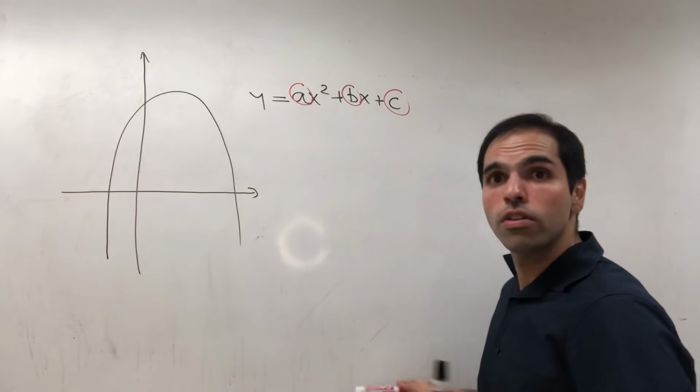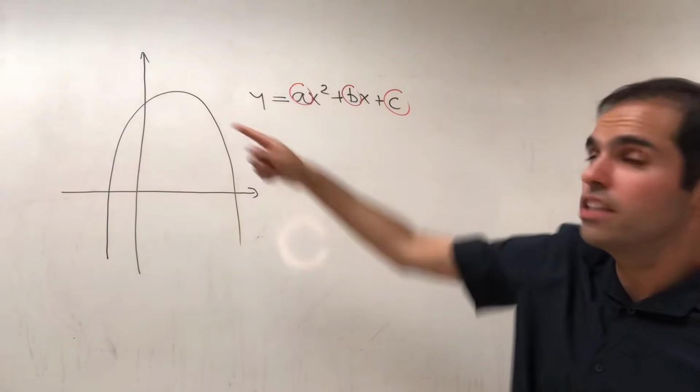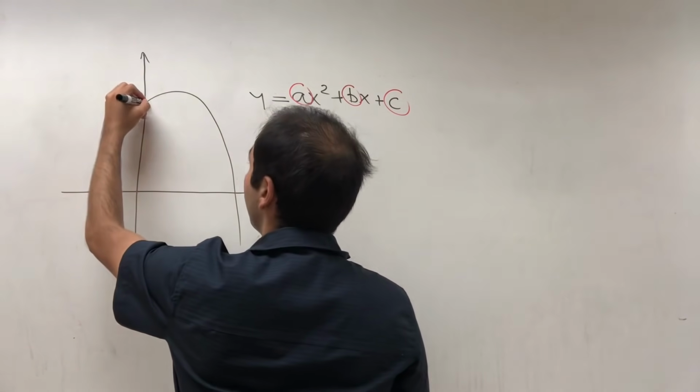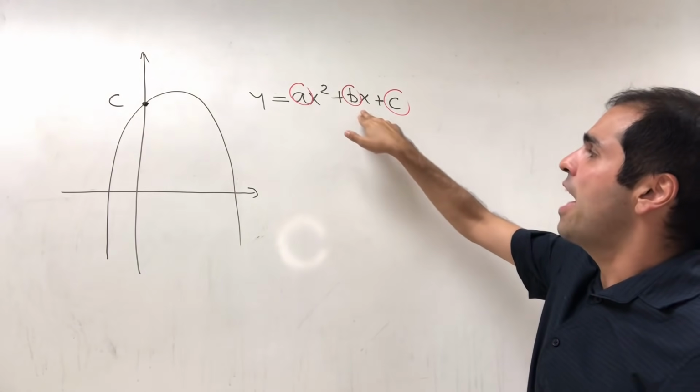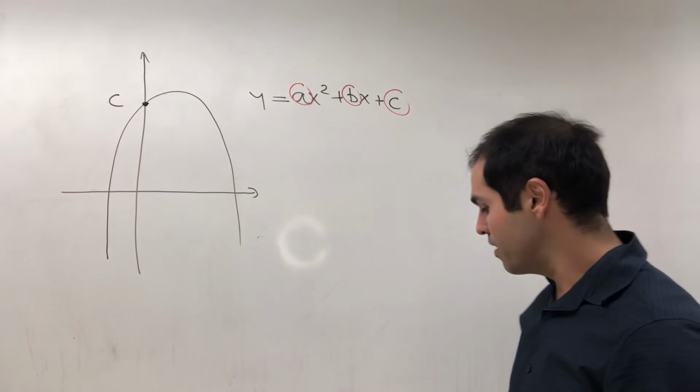Let's start out with the simplest thing. C on the graph turns out to be the y-intercept. And that you simply get by plugging in x equals 0 into the equation.